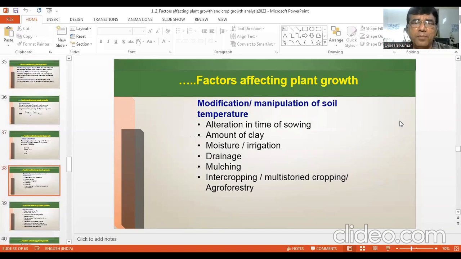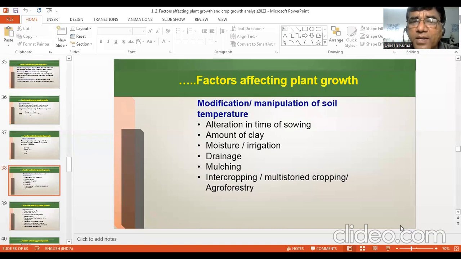Now, can we modify the temperature? I just forgot to tell you the problem with the high temperature. High temperature will stop the photosynthesis. It will lead to increased respiration, transpiration, and so on. And finally, it will reduce the growth.